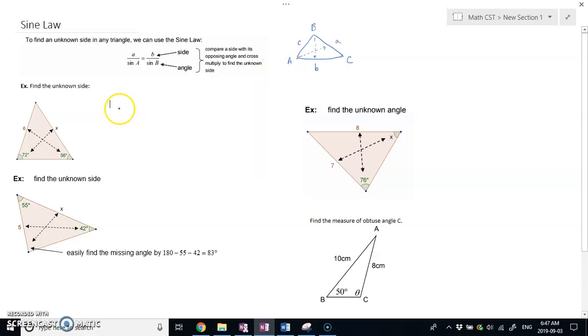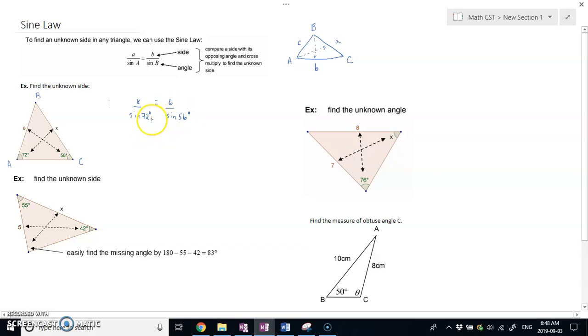It says find the unknown side. I've drawn in the arrows already representing the relationship, and there are no letters here, but we could label them A, B, C if we wanted to. In this particular case, I have x over sine of 72 equals 6 over sine of 56. So in this case it's a over sine A equals c over sine C, but again it could be any letters of the alphabet.